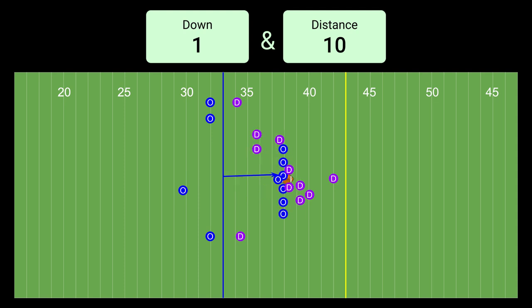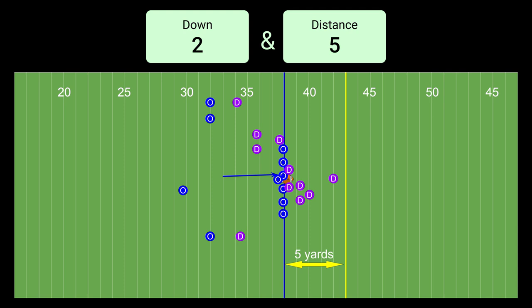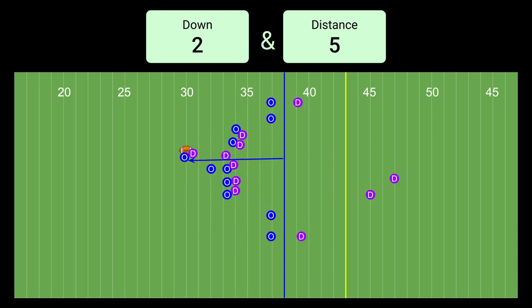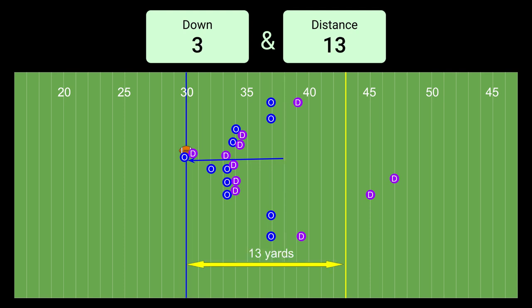We then run the ball 5 yards down the field and then get tackled. The down and distance is now 2nd and 5. The players line up again. We run the ball, but we get pushed back and tackled down at the 30-yard line. That's a loss of 8 yards. So the down and distance is now 3rd and 13.